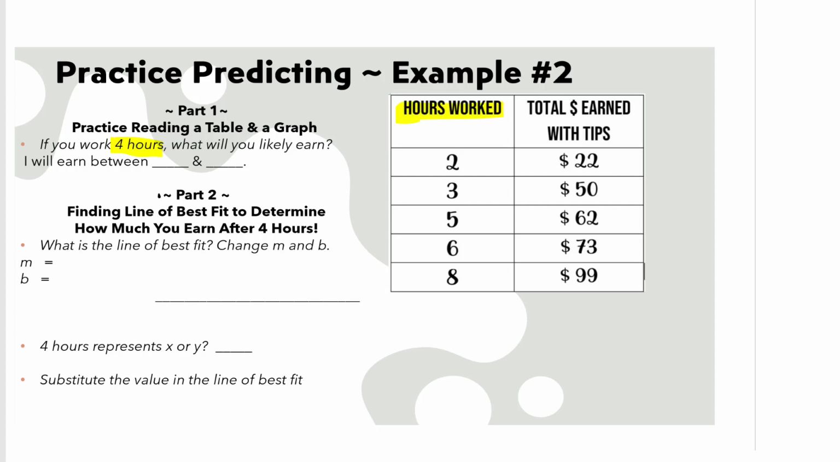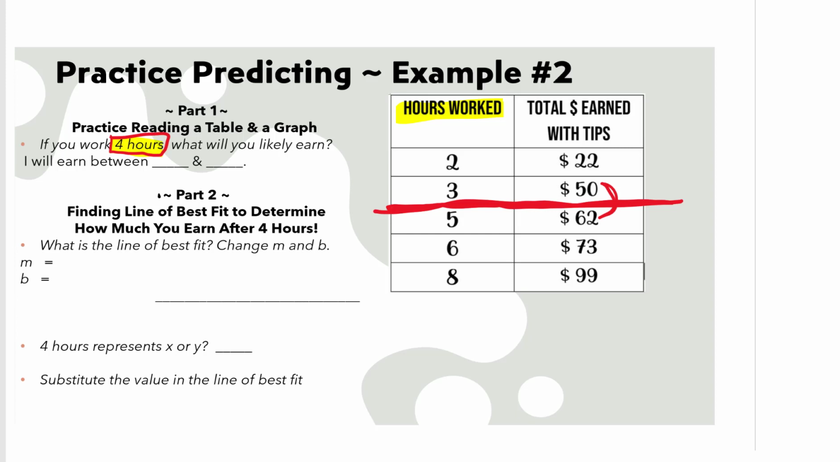So, hours. Look in the graph, or the table, for 4. 2, 3, 5, 6, 8. There is no 4. 4 is in between 3 and 5. So aquí en la tabla necesitas buscar 4, porque la pregunta es sobre 4 horas. Pero en la tabla no hay información sobre si trabajas 4 horas. So necesitamos proyectar. Aquí 4 es entre 3 y 5, so tú puedes dibujar una línea, porque tú sabes que es entre los dos números aquí.